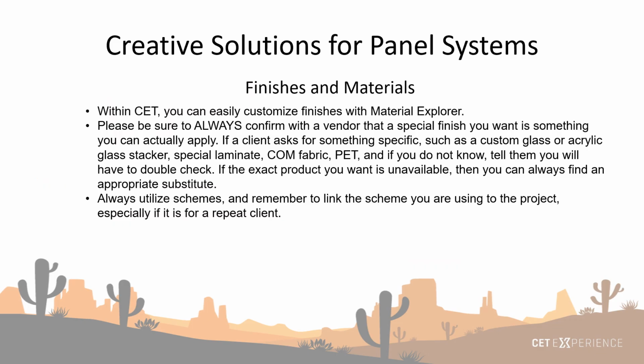Finishes and materials. CET makes it incredibly easy to customize finishes with Material Explorer. Be sure to always check with your vendor that your special finish or COM is actually available, and if a client asks for something specific, and if you don't know that they can actually get it, make sure to let them know that you will double check that what they are wanting to do is actually possible. And keep in mind that even if that exact thing really isn't available, you can always substitute it. This includes glass or acrylic. You can always add a film to create an interesting look.